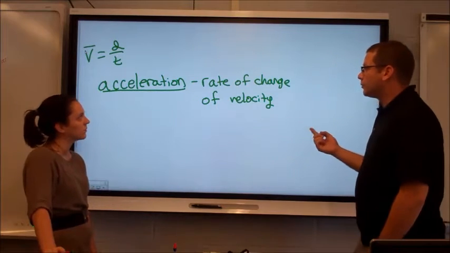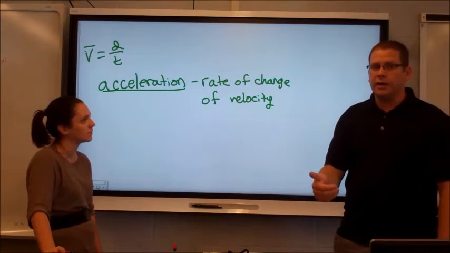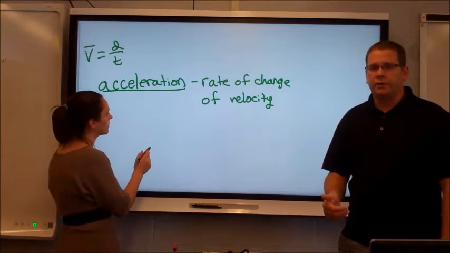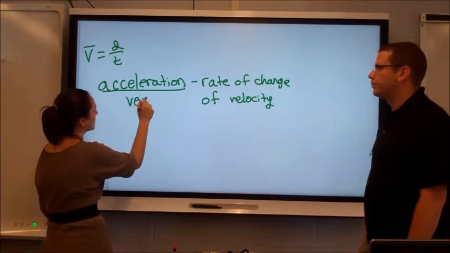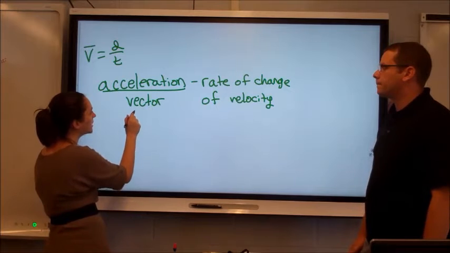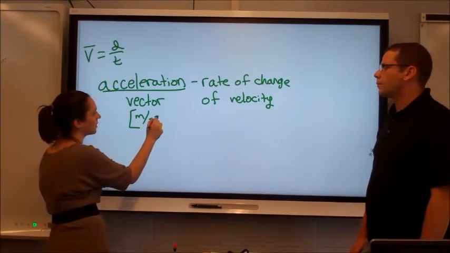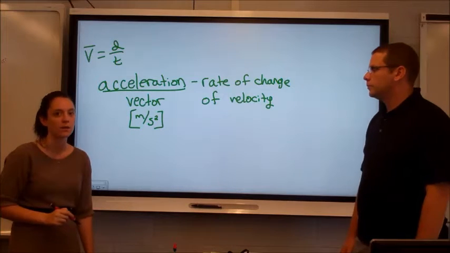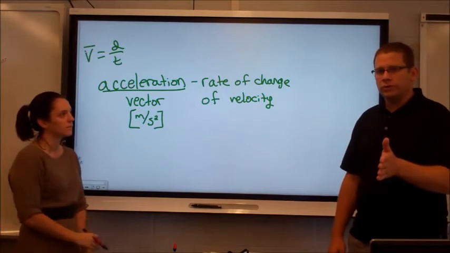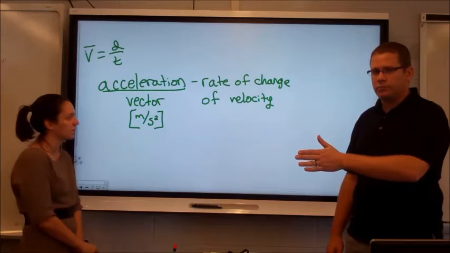So acceleration, then, we should be able to figure out, would be a vector. It has a direction. And we already know our units for acceleration. We've talked about them as meters per second squared, so we can include that as well. What that means, though, is really meters per second, per second.